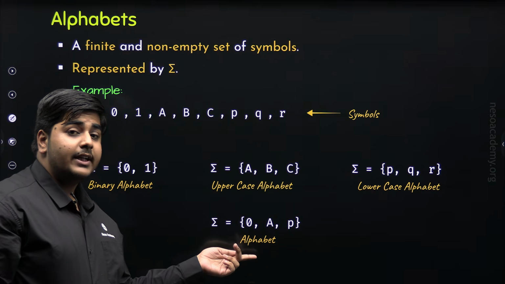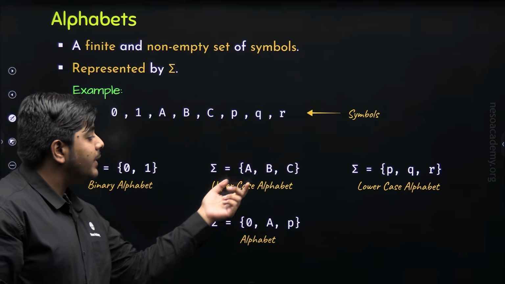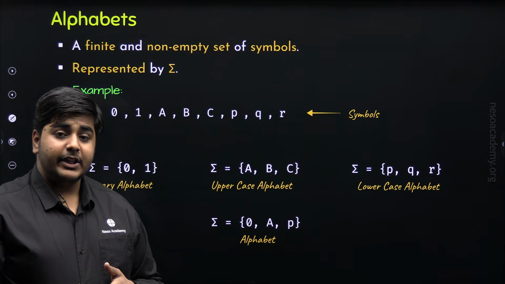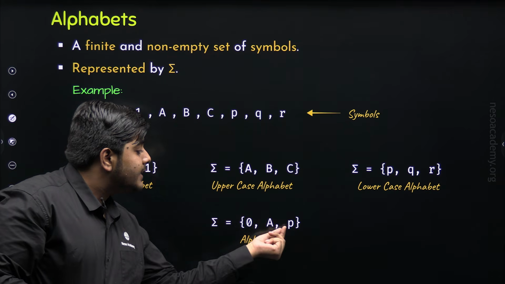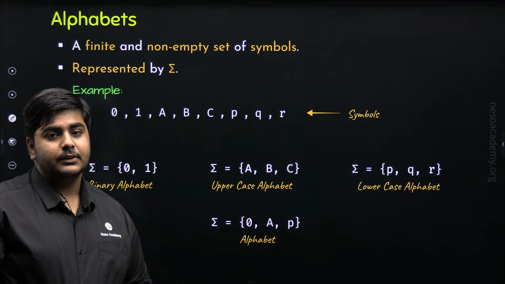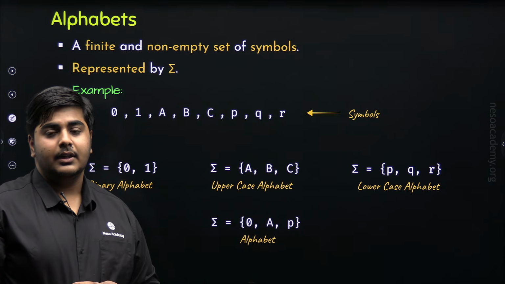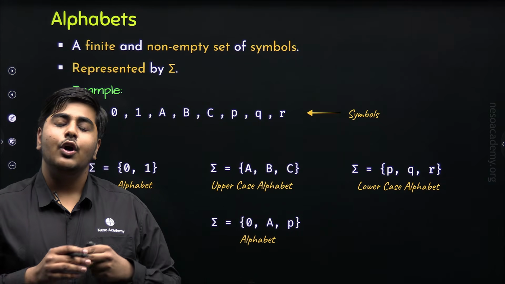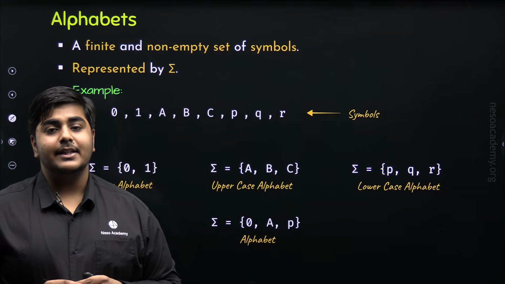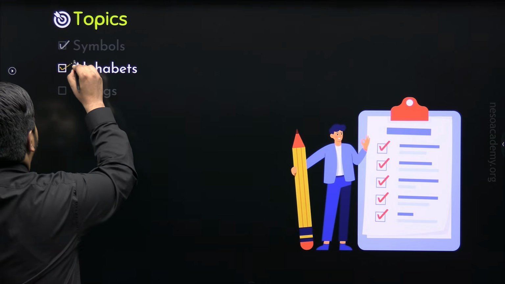But this alphabet does not have any special name like binary or uppercase or lowercase, because symbols in this alphabet do not belong to any special type. So these are all examples of alphabets. I hope you have understood what alphabets are. And in this way, we are done with our second topic, that is alphabets.